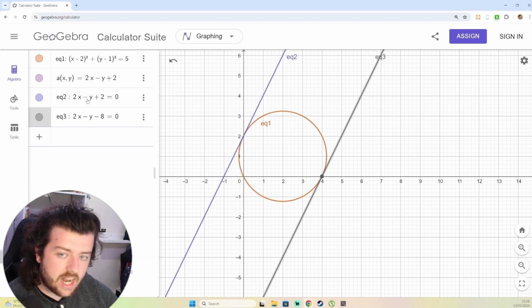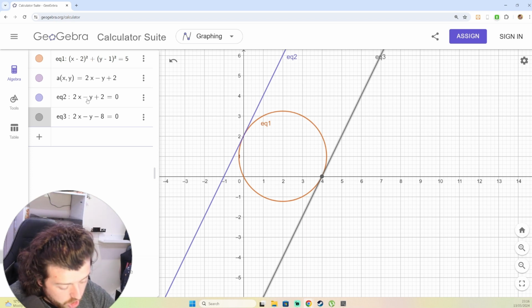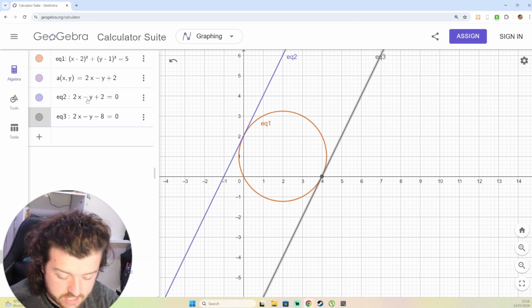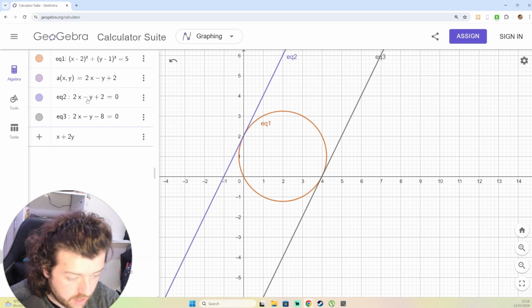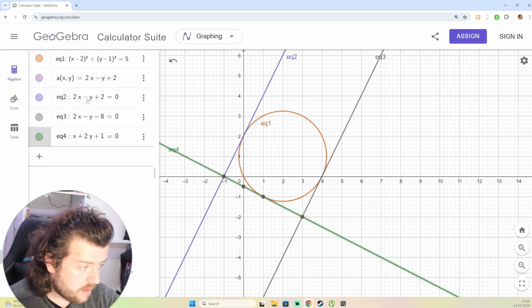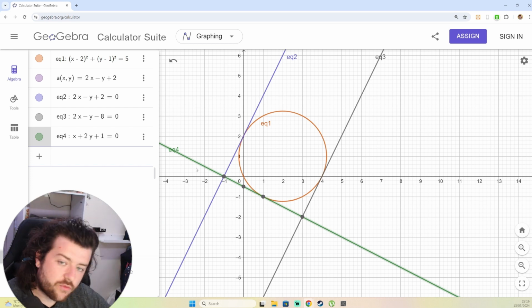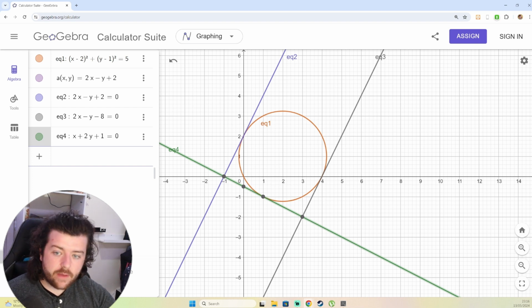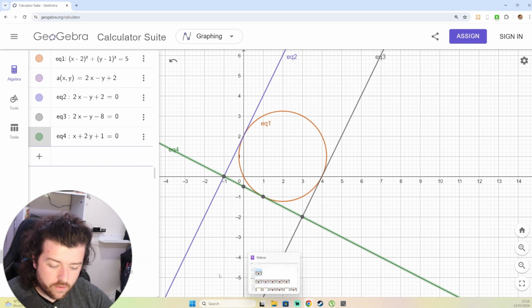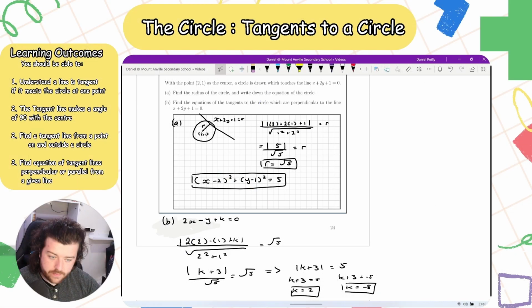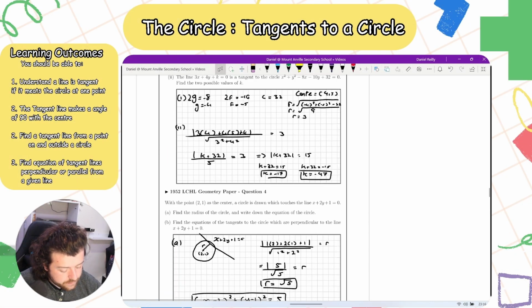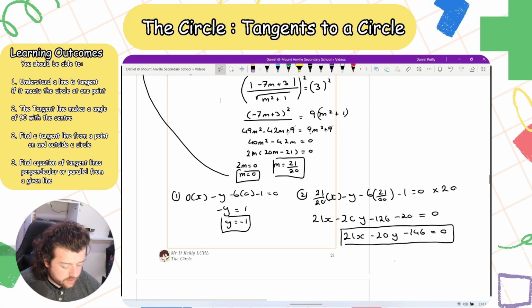There's my second one. And let's just see now if they're perpendicular to this line, x plus 2y plus 1 equals 0. And boom, as you can see here, this green line was the line that was given to me. This is perpendicular to these two lines, and my answers are correct. Right. So that's the equation of tangents.